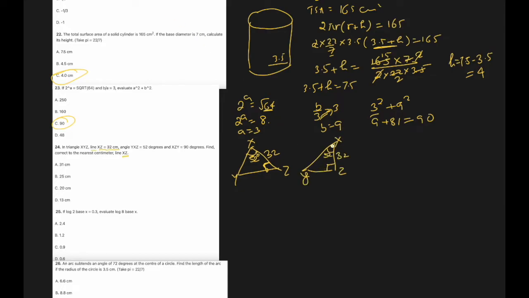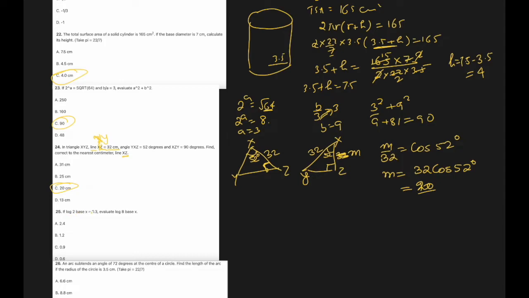So this doesn't work, I tried it earlier. XY is 32 in this question, not XZ. XY is 32, and now it works. They are asking for XZ, so let's call this M. M is adjacent, so M over 32 will be cos 52 degrees. So M equals 32 cos 52 degrees, which comes out to be 19.701, almost 20. And C will be the answer, to the nearest centimeter.